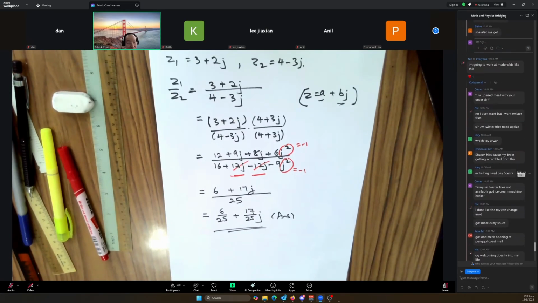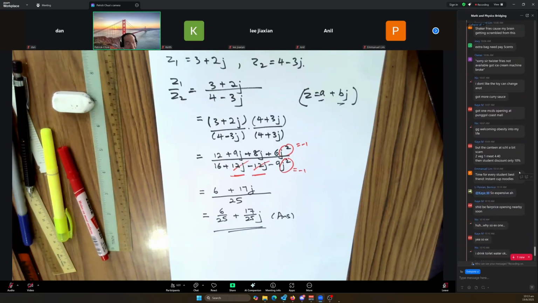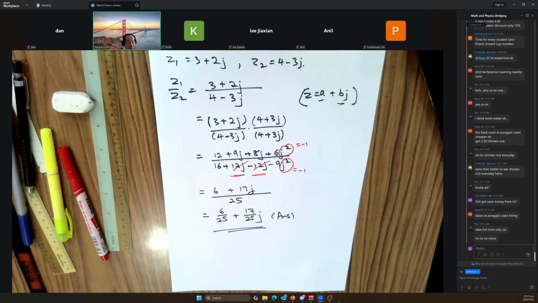Then you multiply that in the denominator with its complex conjugate. You get rid of the j in the denominator. Same procedure, same step. You just expand it further. Okay, thank you. All right, good.